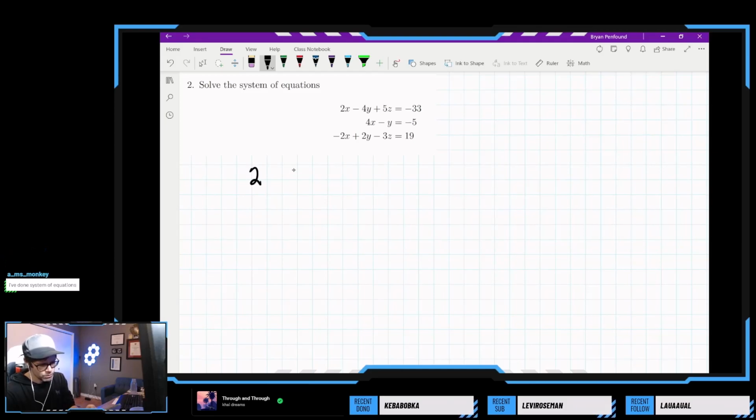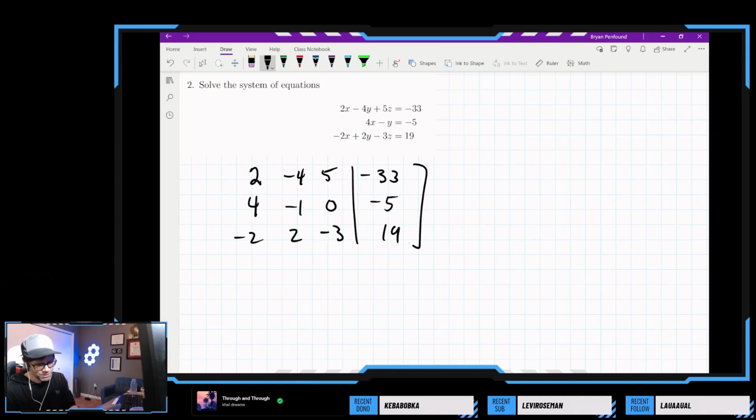So we have 2, -4, 5, and -33. We have 4. Look at that, that's so sneaky. 4, -1, 0, -5, -2 to -3. I always really disliked it when my teacher would do that to me when I was an undergrad student. I was like, why don't you just align the things where they should be? Like, align the x's, align the y's, and align the z's. Okay, we don't have any leading ones in this particular case.